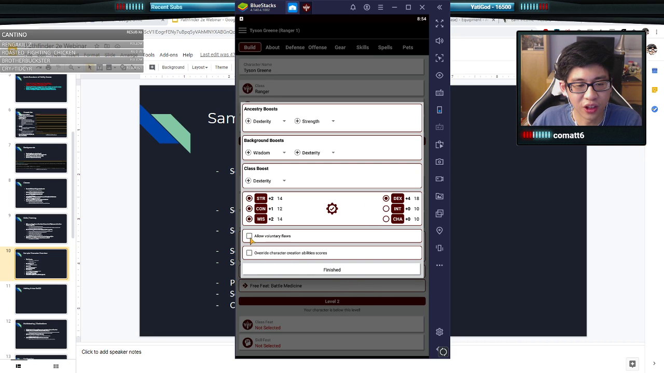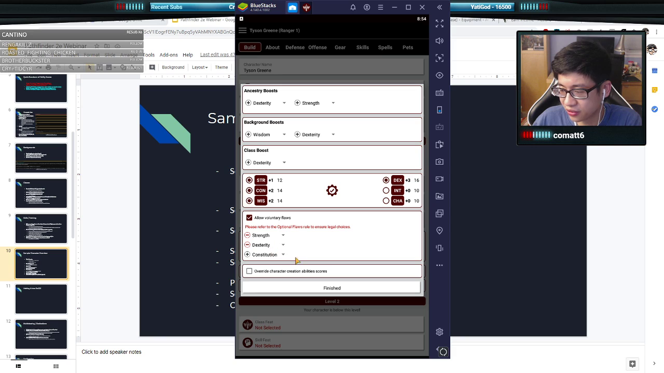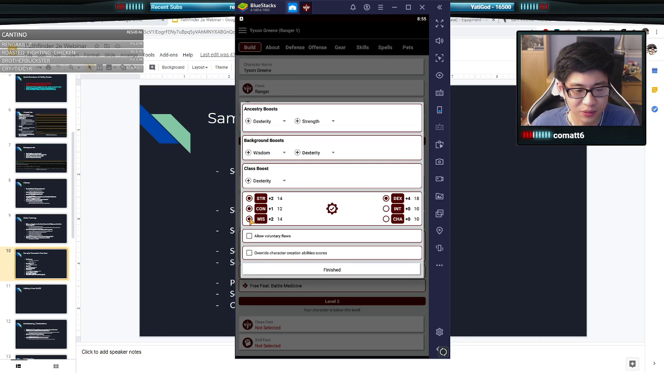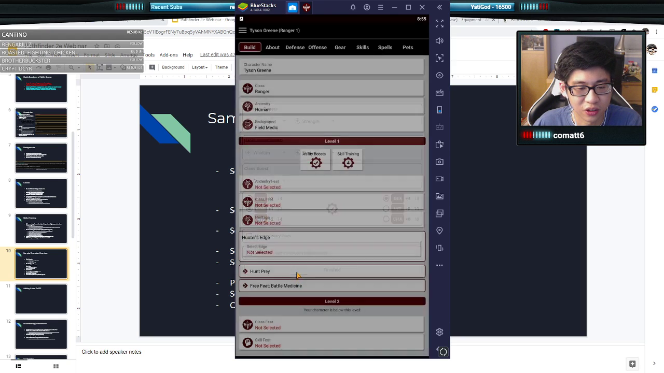There's also this allow voluntary flaws. You can take 2 penalties for an additional boost, but there are restrictions for that, and I never allow that in any of my games because I'm a jerk. So I'm not going to go over that.